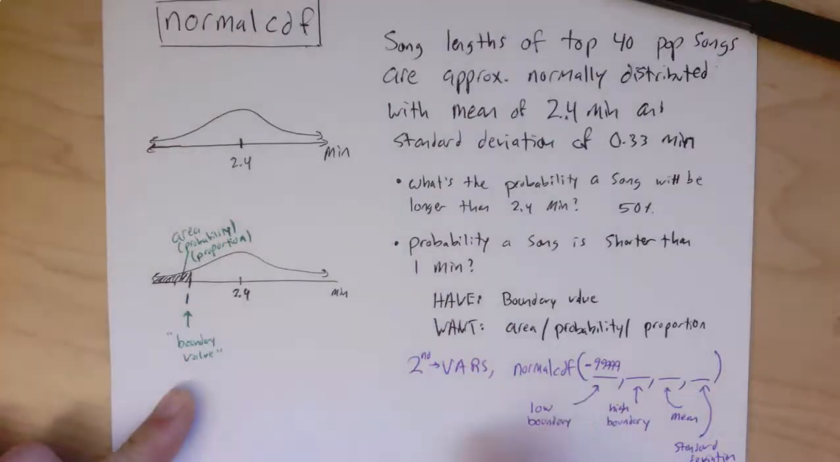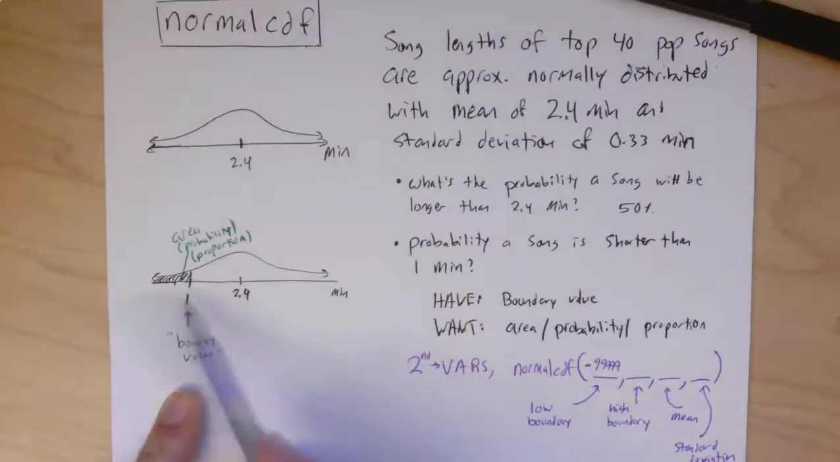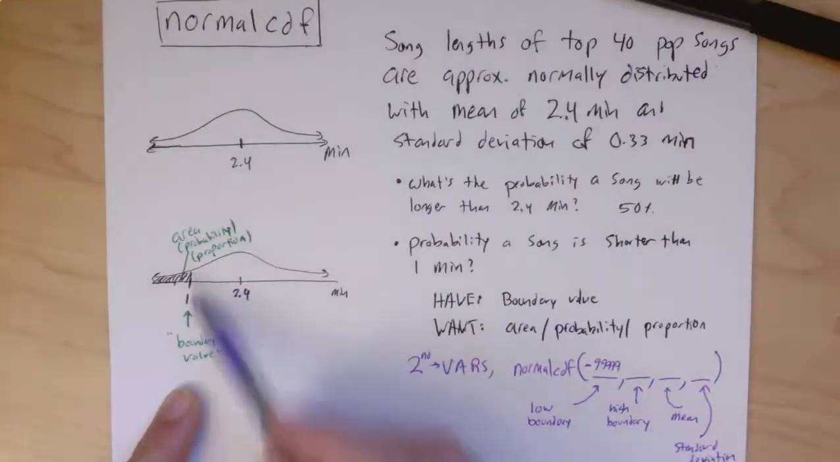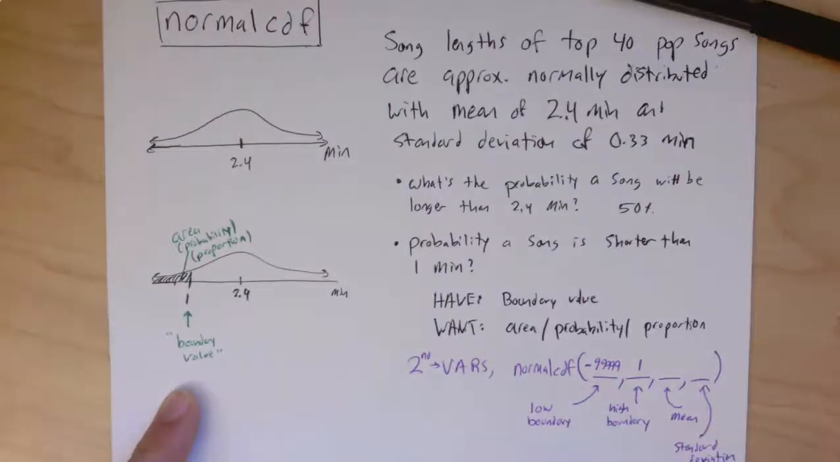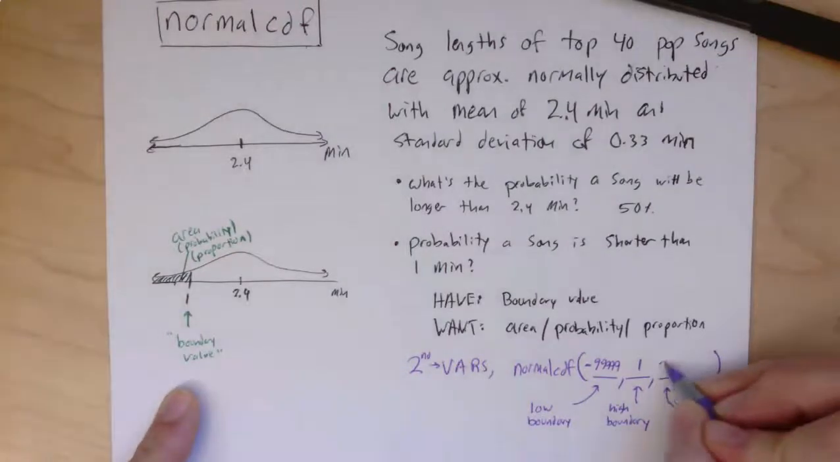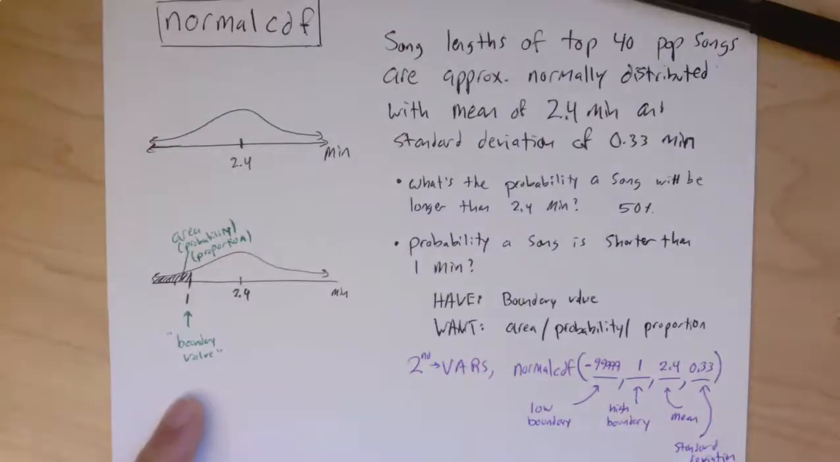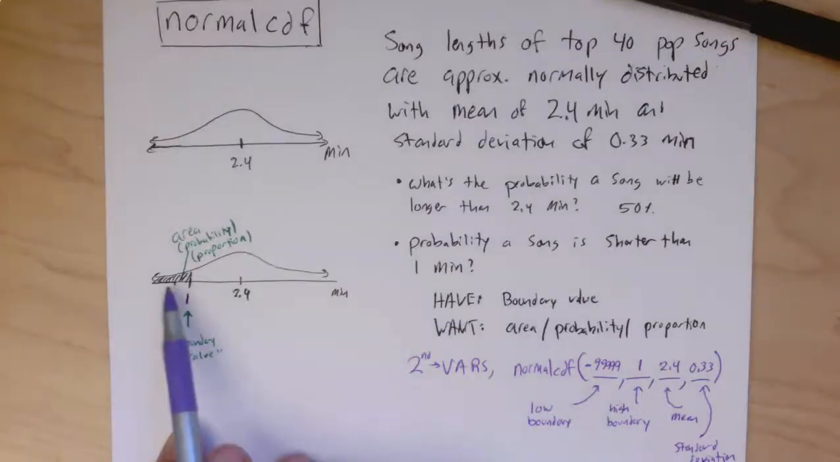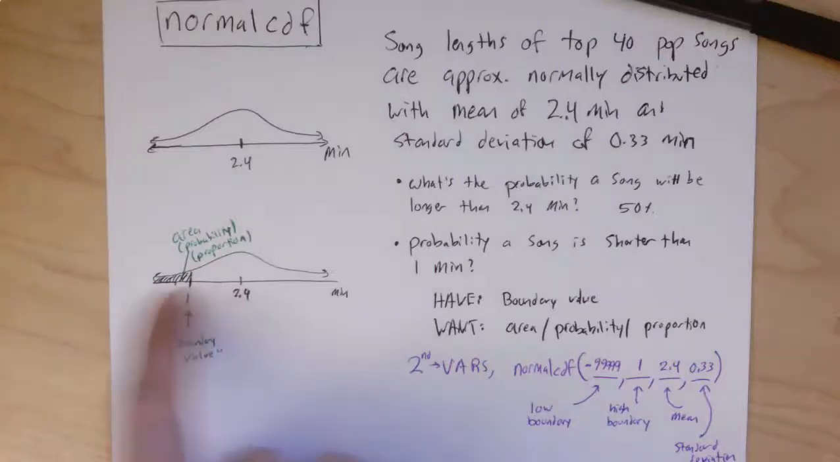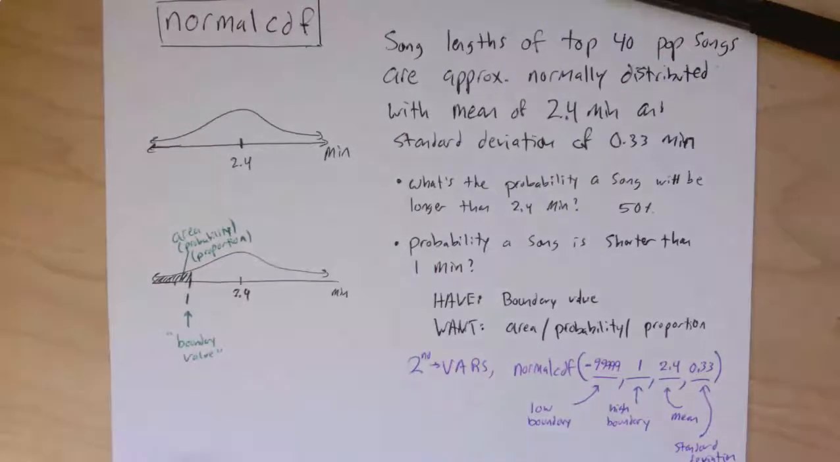And so now we're using our normal curve model to give us the probability. So we would still use this kind of farthest possible lower boundary. The upper boundary here is the right-hand side, and so that would be 1. The mean is 2.4, and the standard deviation is 0.33, and those were given in the problem. And so then when you hit return, the number that this gives you is this area, which corresponds to the probability for having a result in that region.